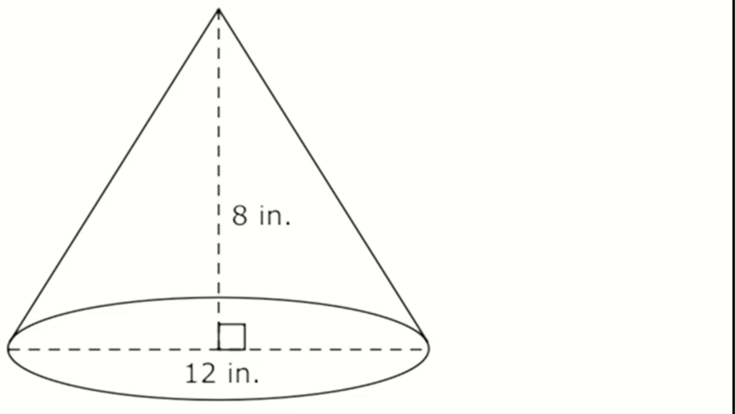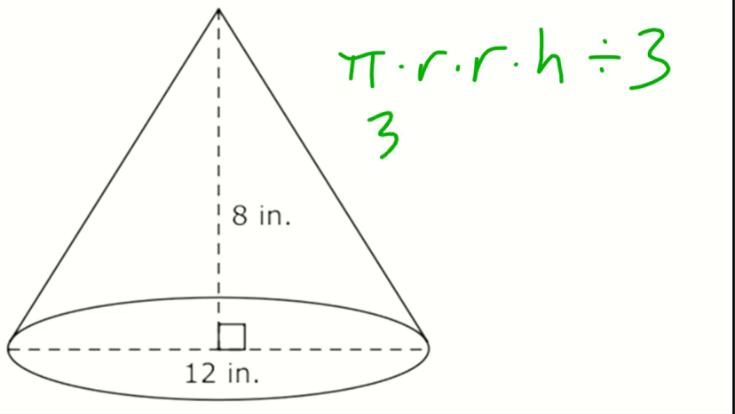We got to remember our formulas, right? For a cone, it's pi times radius times radius times height divided by 3. If you got that 904 or whatever, the part you forgot was the divided by 3. So in this case, we're doing 3.14 times, what's my radius? 6 times 6 times 8 for the height, divided by 3. Okay?